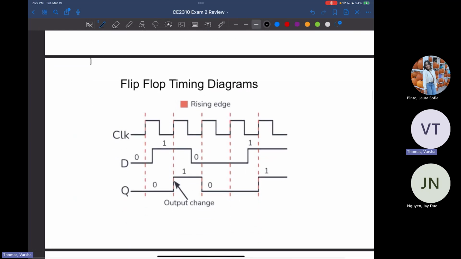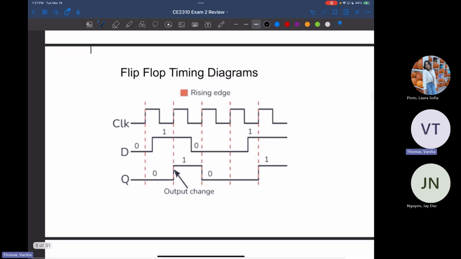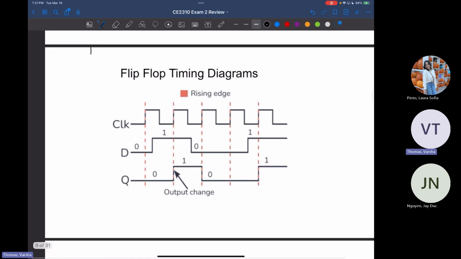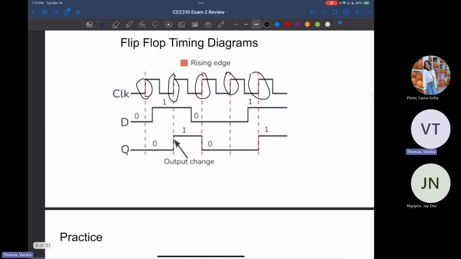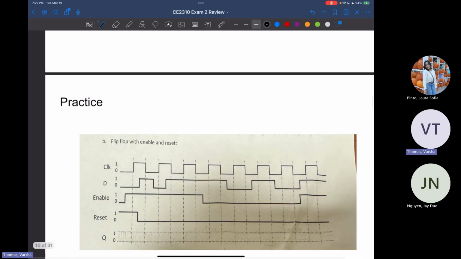So, flip-flop timing diagram. I just wanted to emphasize that for this class, we'll only be looking at the rising edges, which are these parts here. So every time you're looking at the clock, you're always going to look at these parts only. And this is the input, D is the input, and Q is the output. So let's practice.